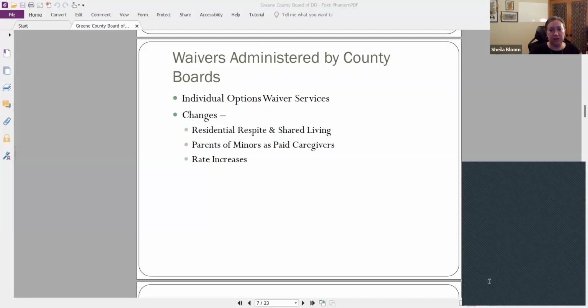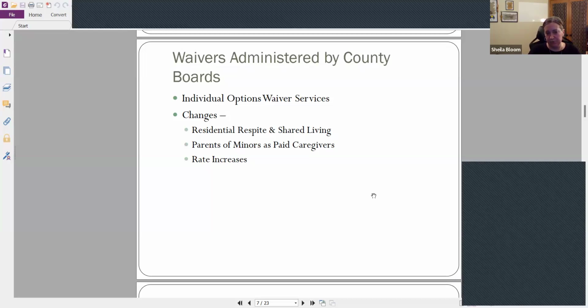So instead of being billed on a 15-minute unit rate like our HPC services are, shared living is a daily rate. So the intention behind that is that providers receive a daily rate for providing that daily care for an individual because they are a part of their household. It's not something above and beyond. It's something that they've kind of integrated into your household.